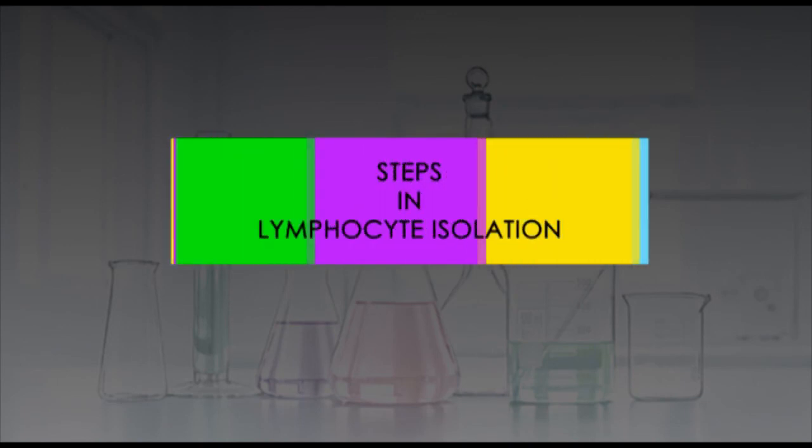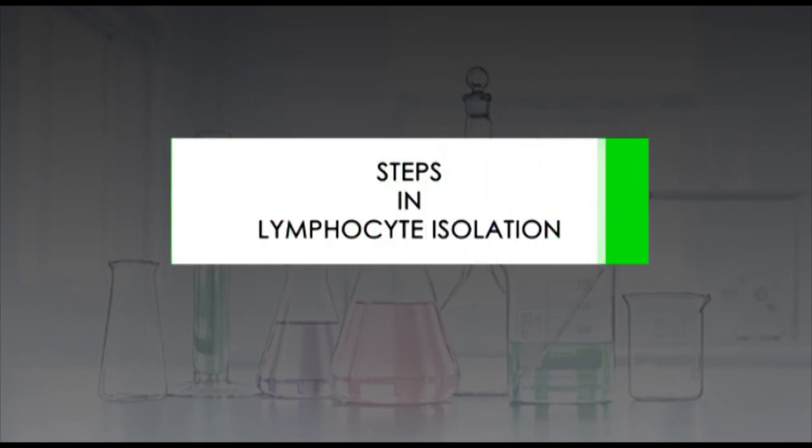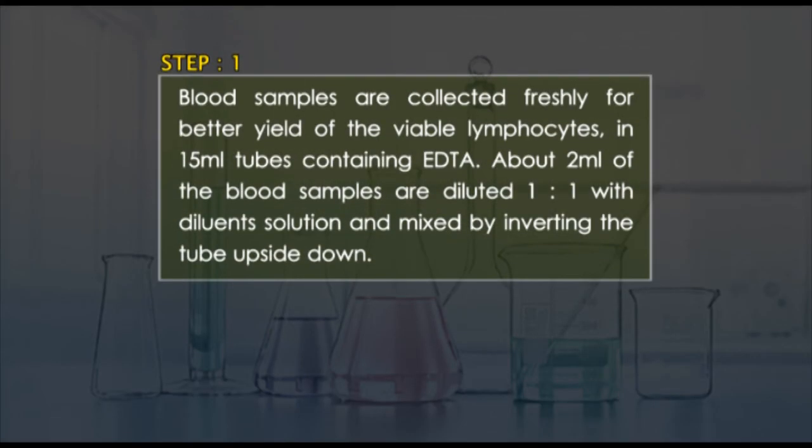Steps in lymphocyte isolation. Step 1. Blood samples are collected freshly for better yield of viable lymphocytes in 15 ml tubes containing EDTA. About 2 ml of the blood sample is diluted 1:1 with diluent solution and mixed by inverting the tube upside down.